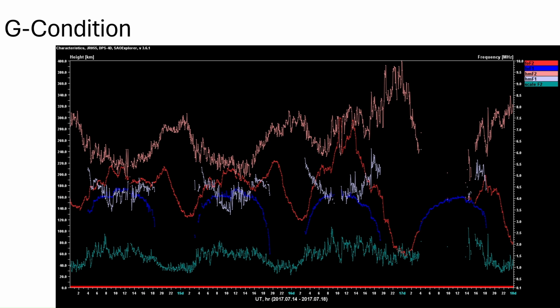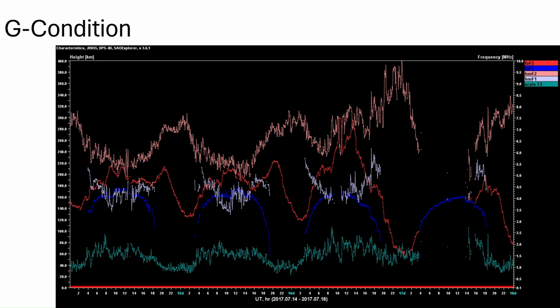Unfortunately, SAO Explorer doesn't invert the profile if the F2 peak isn't present, so we don't have hmF1 here. But if we did have hmF1, you'd actually see this clear transition straight into the F1 heights here.